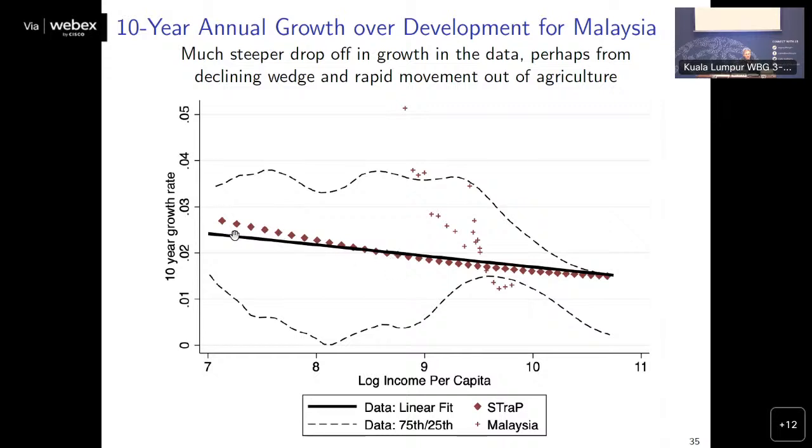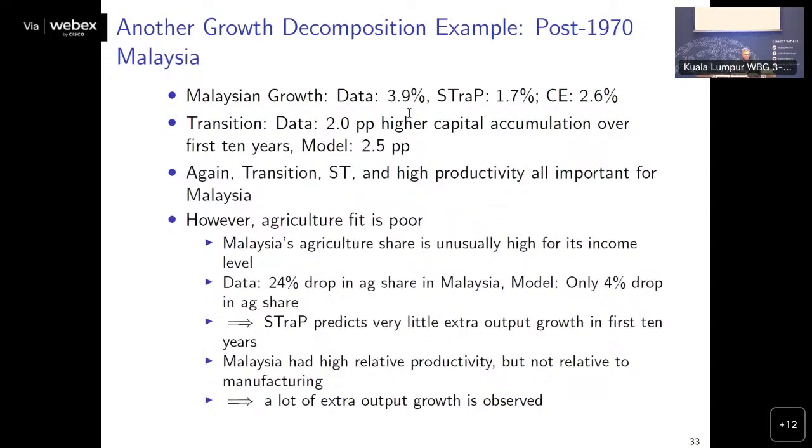Structural transformation is going to say that growth ought to slow down, but slowly. The strap is going to say that, but what you see is a much more rapid slowdown in growth over the course of development in Malaysia. And I'm going to conjecture that part of that is because of this very rapid drop in agricultural share and this wedge.